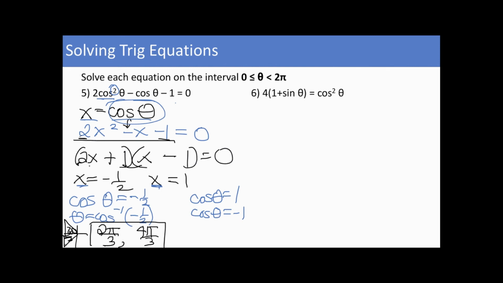Cosine of -1, that's only one place. It's special. It's here. So that's going to be pi. So this one has 3 answers.